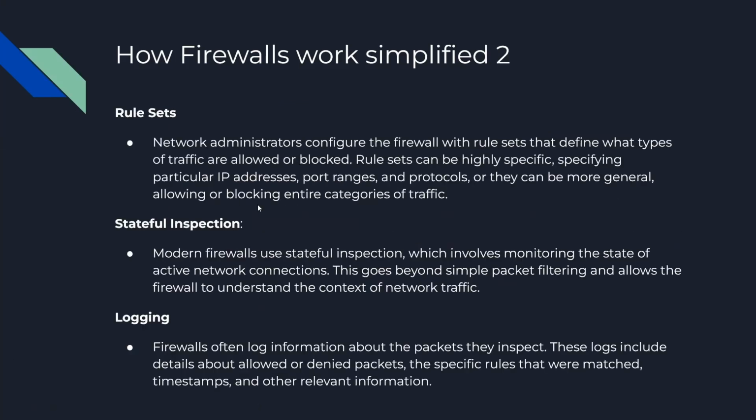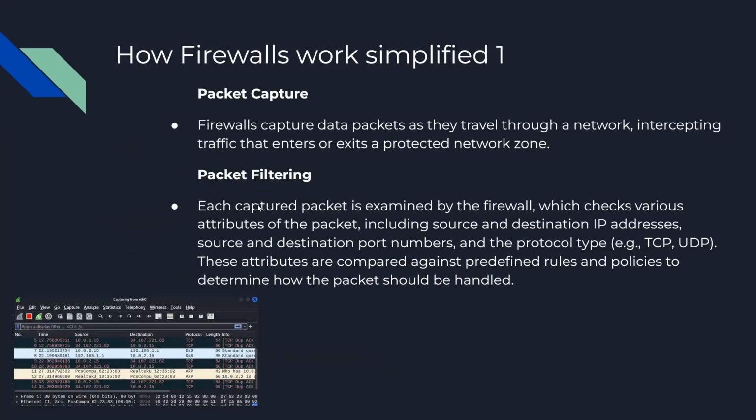And then we've got packet filtering. Each captured packet is examined by the firewall, which checks various attributes. This includes source and destination IP addresses, source and destination port numbers, and protocol types. So TCP and UDP, we can see some of that right there. TCP right there, there's DNS, ARP. These attributes are compared against predefined rules and policies to determine how the packet should be handled.